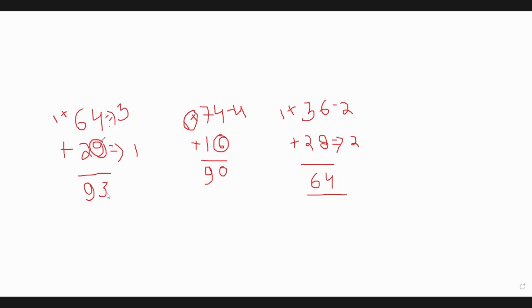Ma'am, you said that we are dealing with single digits, but for numbers like 64 plus 29, these are two-digit numbers. Yes, these are two-digit sums, but you are dealing with single digits only, because it is easy for children. They can't deal with two digits at first. So we are teaching you to deal with single digits.